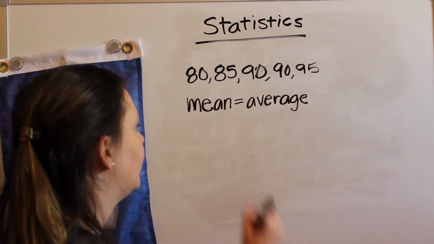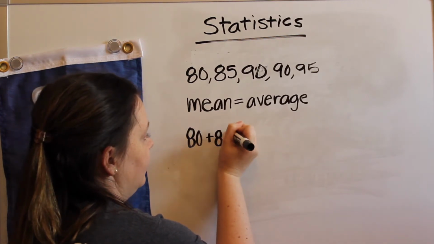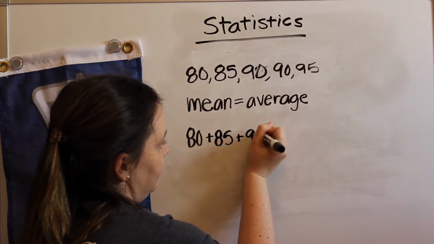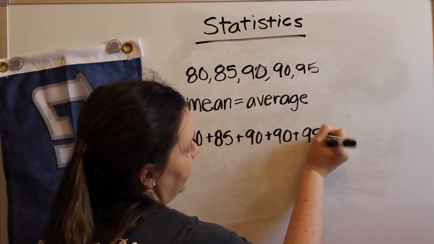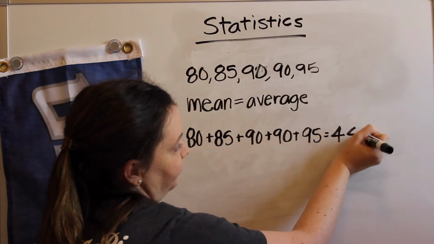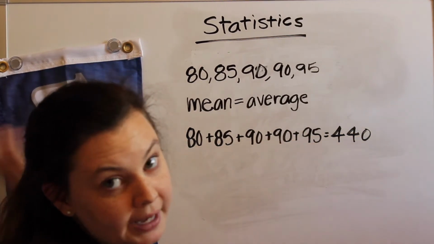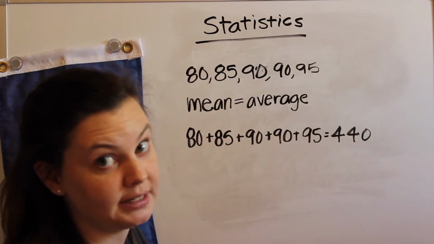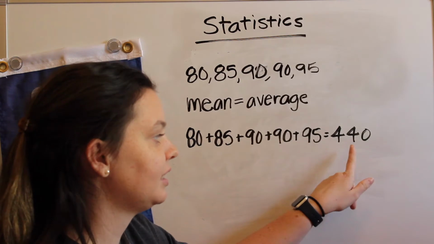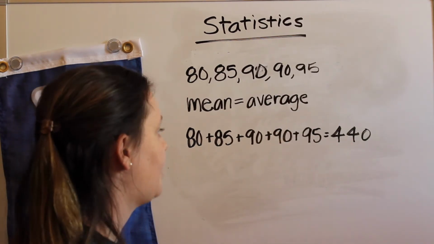I'm going to add them all up, so when you add 80 plus 85 plus 90 plus 90 plus 95, you get 440. I normally double check it, so even if I do it by hand or I use a calculator, I swap and do the opposite and double check to make sure that I did it right. If this number is not right, your next number, which is your answer, will be wrong. So it's important that you do it right.